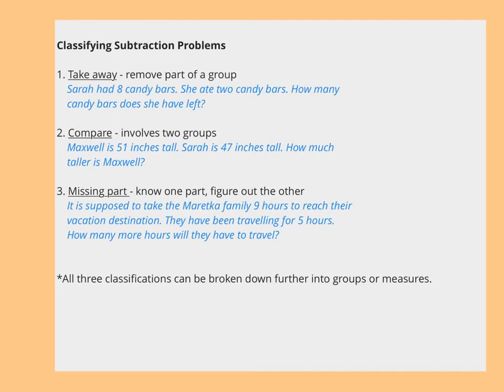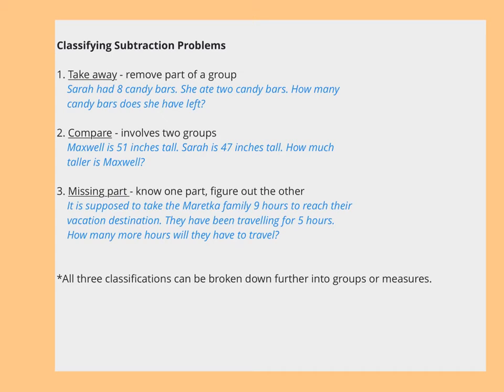And in the missing part, we know one part and we're trying to figure out the other. It's supposed to take the Mareka family 9 hours to reach their vacation destination. So you can almost think of the subtraction diagram. We know what the whole is at 9 hours. They've been traveling for 5 hours, so we have that one block below it filled in. How many more hours will they have to travel? What is that missing piece? So we're given the end, and we have one piece of it. We need to find the other that'll give us that whole.